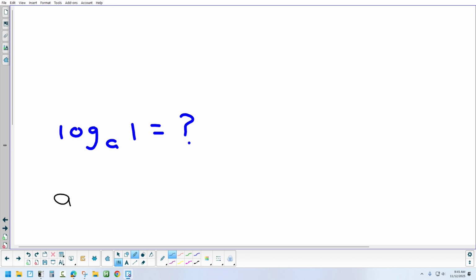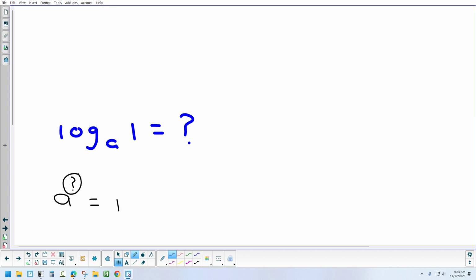What's my exponent on the A? Yep. Question mark. We don't know. Logarithm equals the exponent. We don't know the exponent yet. What ends up on the other side? Yep, the 1. So now, what would you fill in for the question mark to make that statement true?